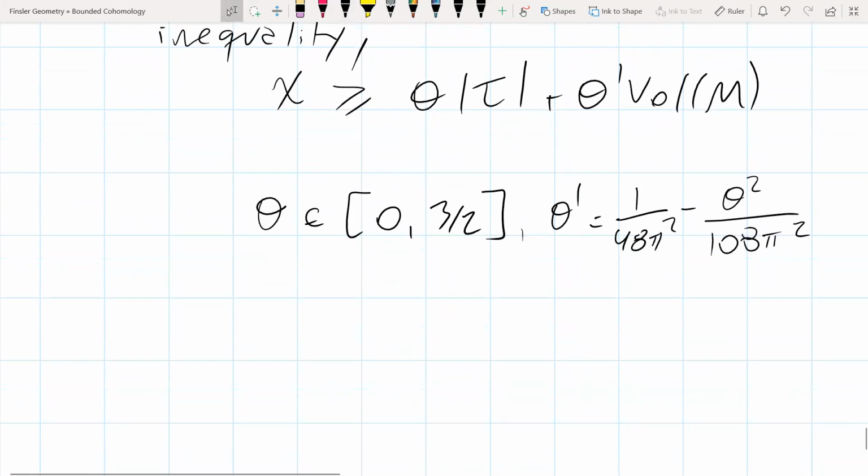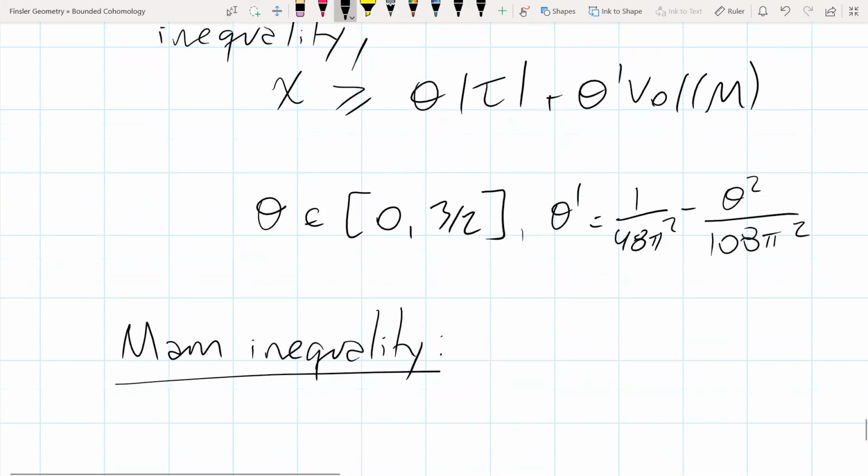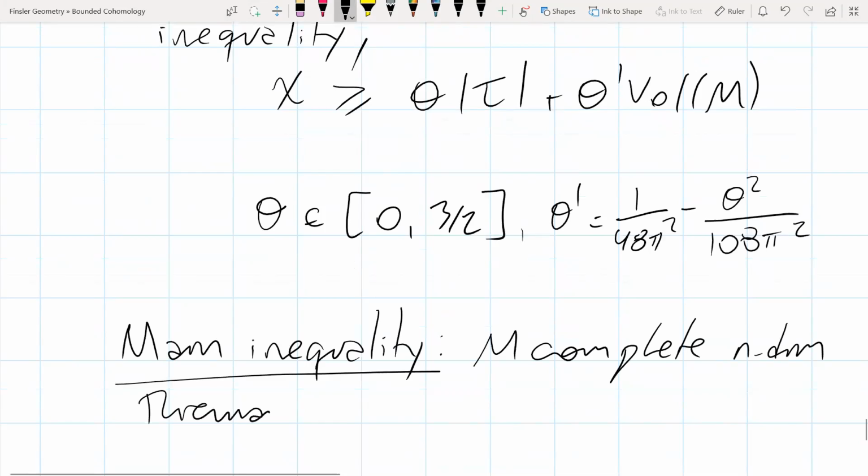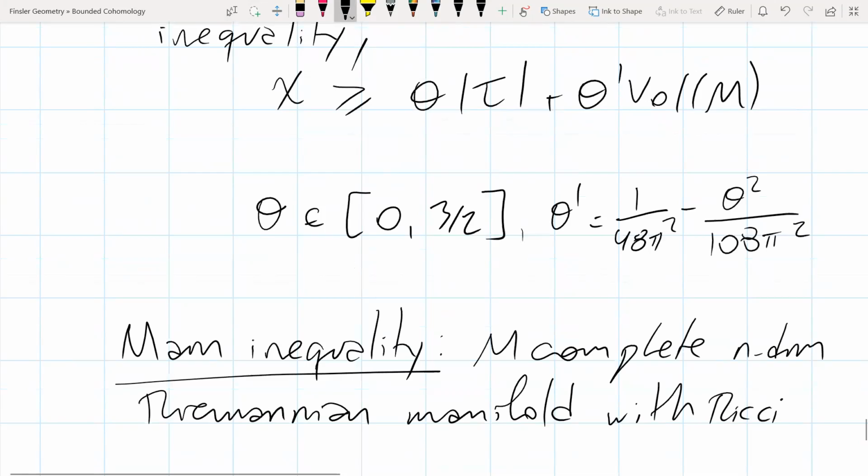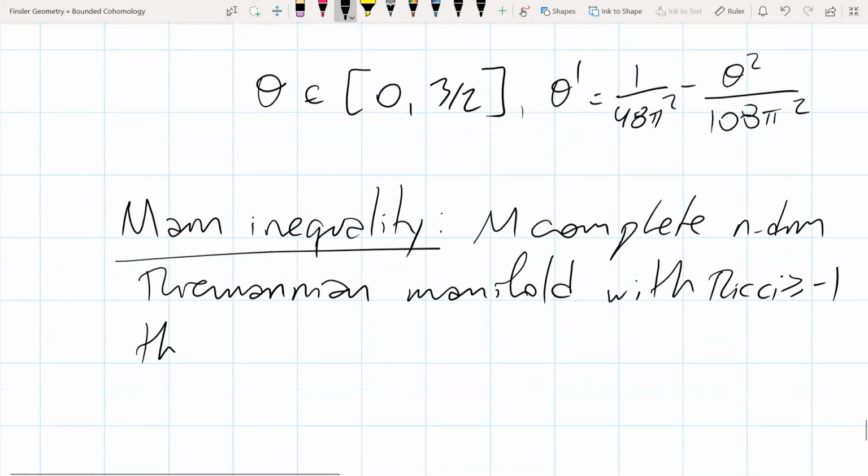Now, in this article, Gromov has the main inequality, saying that if M is a complete n-dimensional Riemannian manifold with Ricci curvature bounded below by -1, then the simplicial volume of your manifold is less or equal than a constant depending only on the dimension of your manifold times the volume of it.